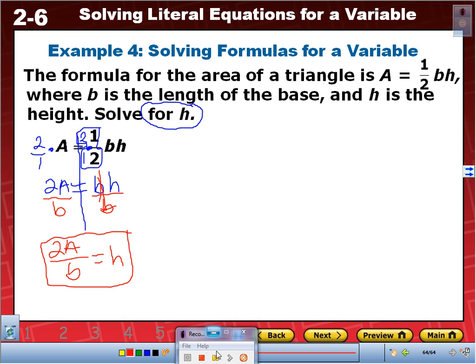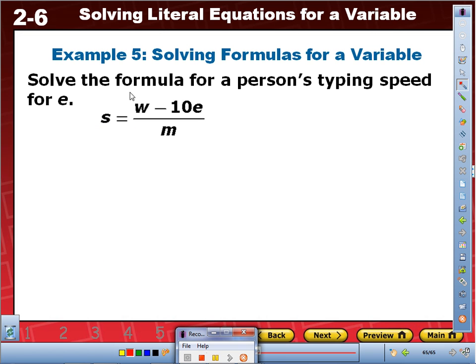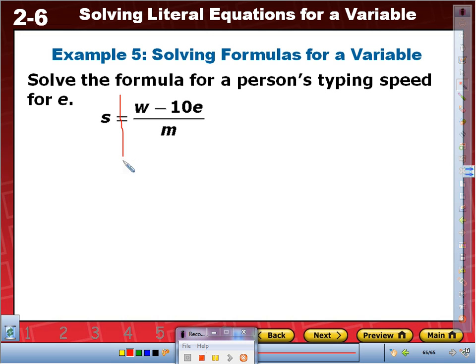Example number 5. Copy the formula. Example 5. Solve the formula for a person's typing speed for E. So it's S equals W minus 10E over M. Okay? Over M. Okay, let's do this one together. Here we go. Line down the equal sign. They want us to solve for E.